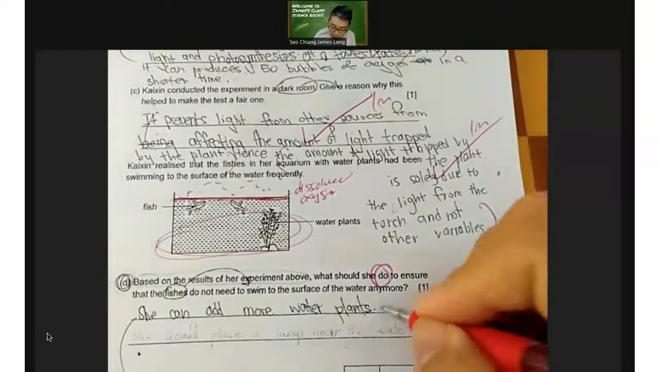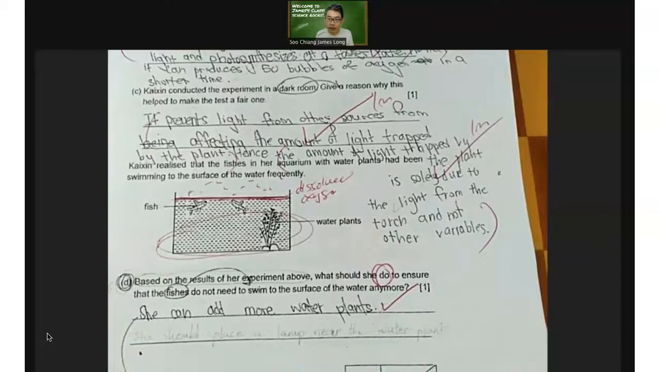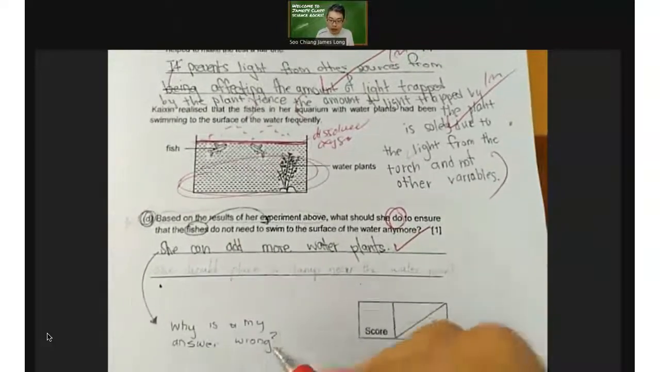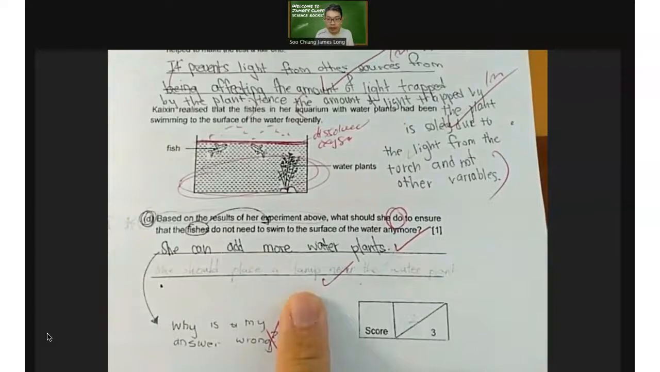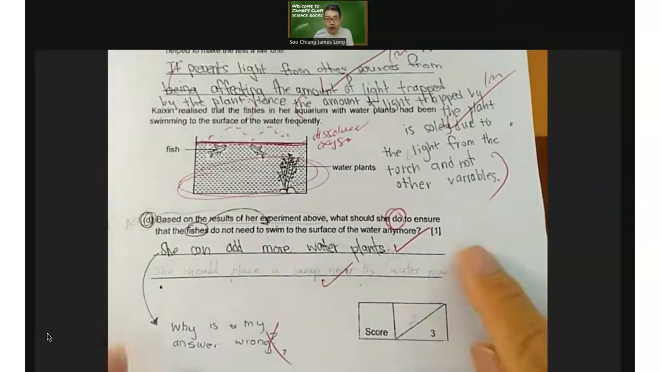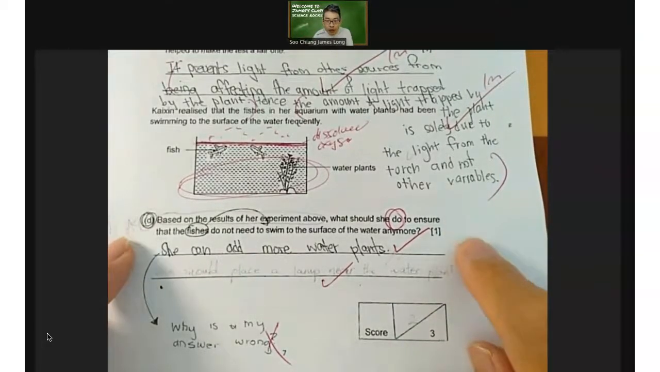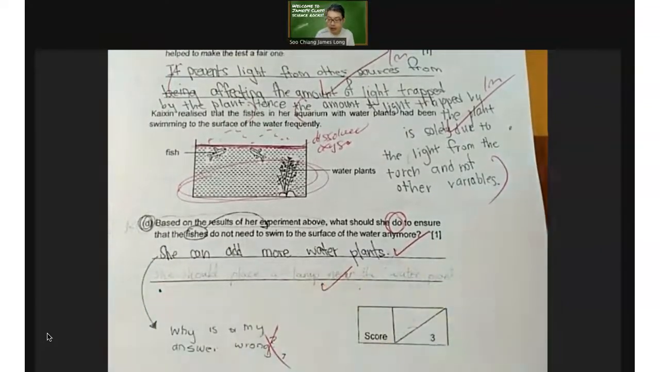You can add more water plants to increase the rate of photosynthesis, because more water plants, more bubbles being produced, more oxygen being produced. This is not wrong. You can add a lamp to increase the rate of photosynthesis as well. This can work. Or put in an air pump to pump in oxygen or air. There are many ways. I don't see any condition to control your answer such that you cannot give this, so this is fine.